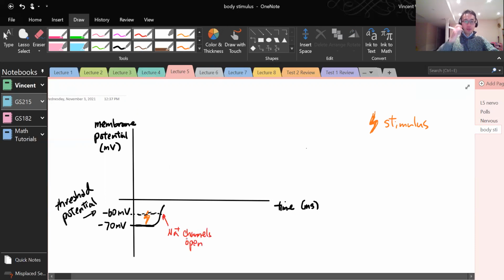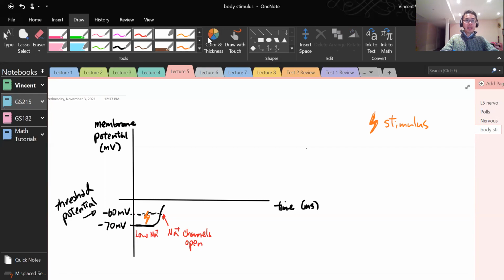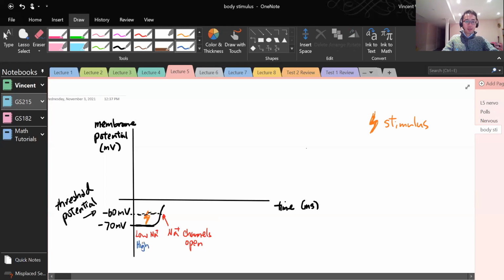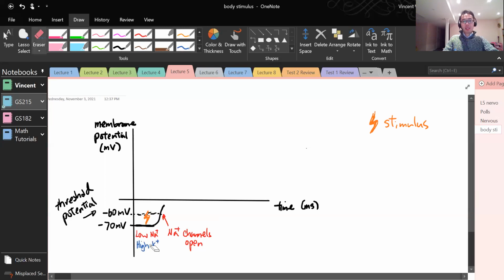Let me just remind you about our condition so far. At the beginning, at the resting potential, we have low sodium on the inside, and we have high potassium. You should know this by now. I probably have said this more than 5-6 times by now. And like I said, the sodium channel during resting potential is not open. However, if a stimulus arrives and it pushes the membrane potential over minus 60, then it will trigger the sodium channels to open.